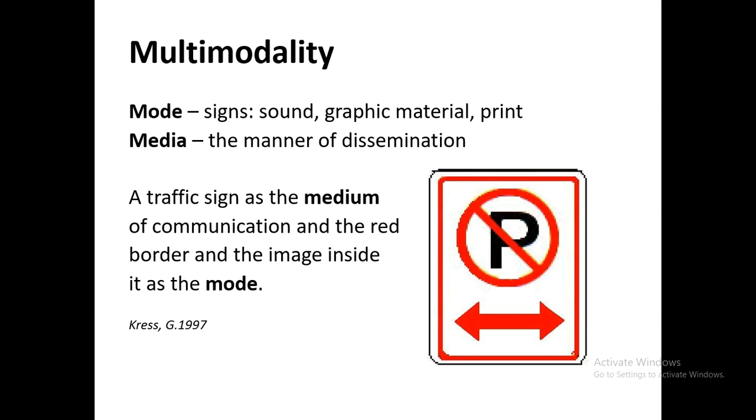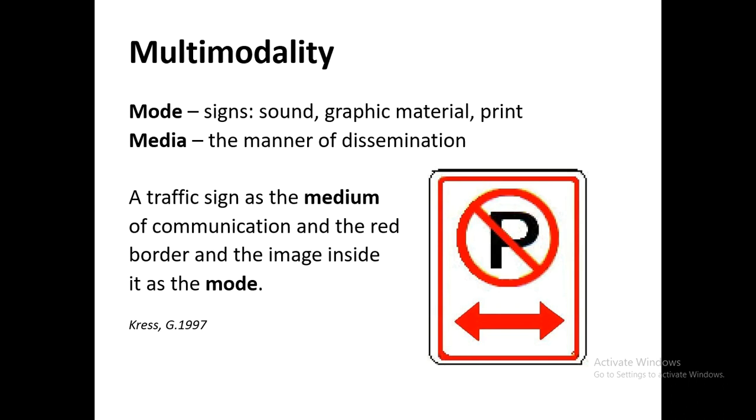So there are two important aspects in multimodality. The first one is mode: sign, sound, graphic material, and print. The second is media, the manner of dissemination. So maybe it can be written media, or audio-visual media, and other things. A traffic sign is the medium of communication, and the red border and the image inside it are the mode. As you can see, there is a no parking sign here. The mode is related to the picture, the combination of pictures, colors and shapes, maybe gestures, and also the symbol of the word parking, P.